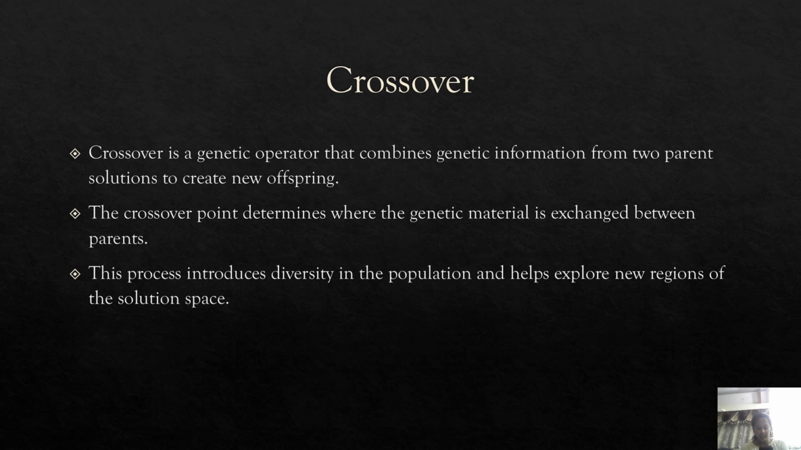Multi-point crossover. Multiple crossover points are chosen and genetic material is exchanged between the parents. Arithmetic crossover is used for real-value representation, where the offspring's genes are computed as a weighted average of the corresponding genes of the parents.